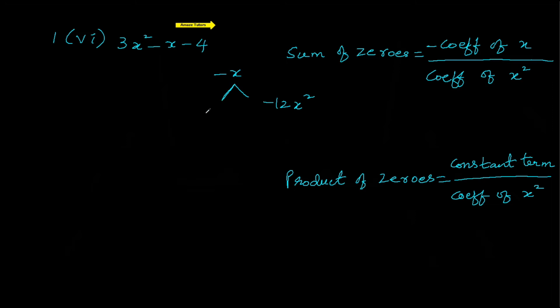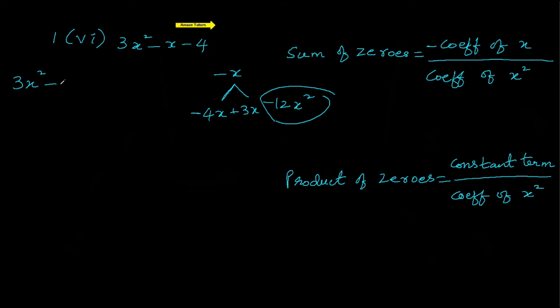So what are the two terms? Let me consider 4 and 3, 4x and 3x. Now, as the answer should be negative, after adding, the larger number should be negative. So now, when you add these two, obviously it's giving you negative x. And when you multiply, negative 4 times 3 is negative 12x squared. Now, I can consider these two terms to split the middle term.